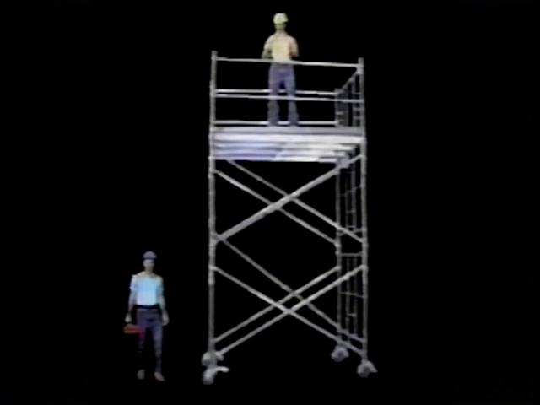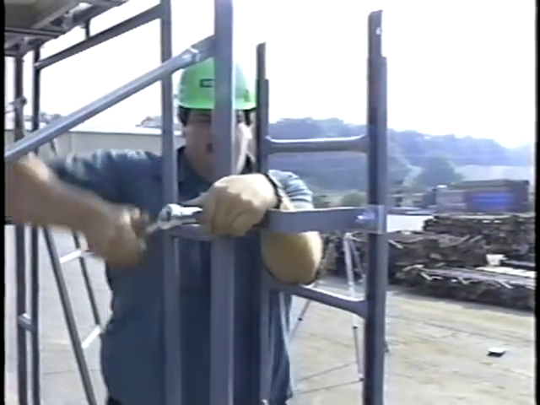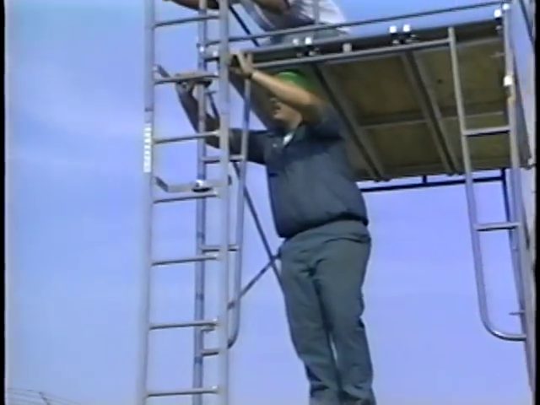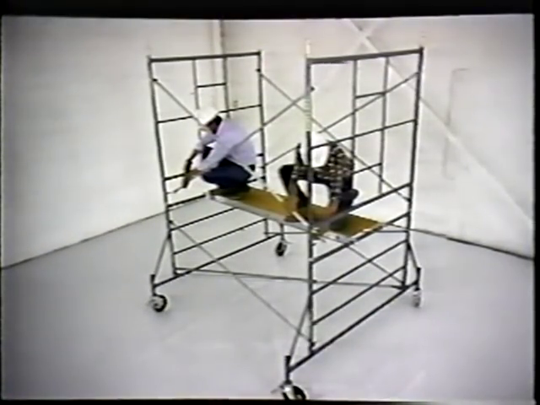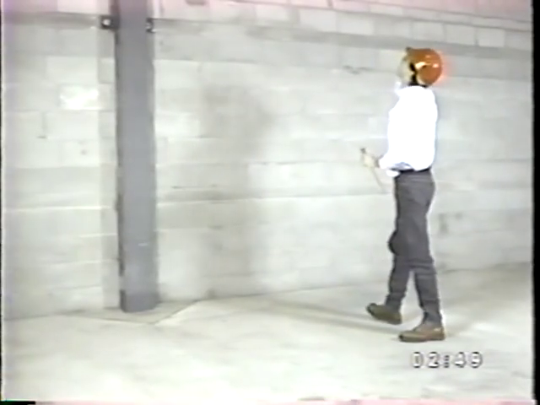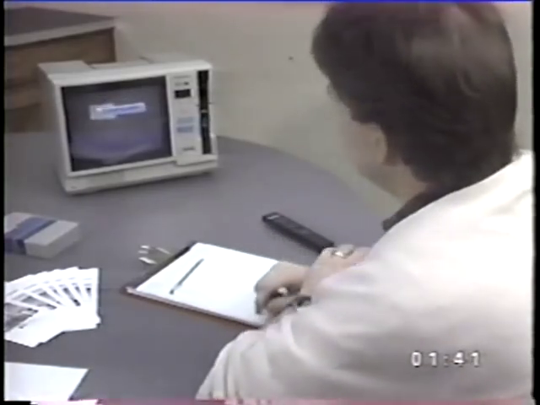To ensure further stability and reduce the possibility of tipping, the height must not exceed 4 times the least base dimension. For safe access, ladders or stairs must be provided, either built in or attached to the scaffold. Mobile scaffolds are limited in height to a single unit or section unless the entire system is approved in writing by a registered professional engineer or it is erected in accordance with instructions furnished by the manufacturer.